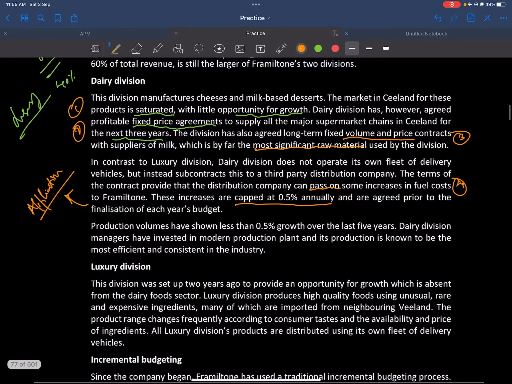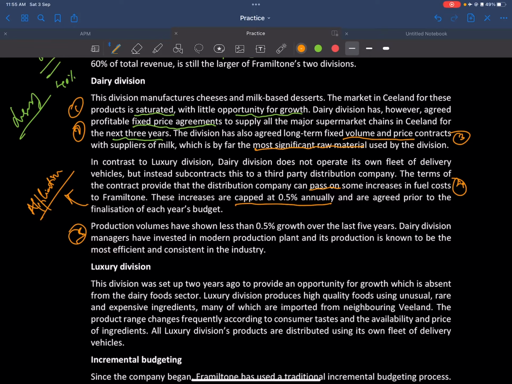And then the production volume has shown less than 0.5% growth over the last 5 years. So it's been constant. Okay, so it's growing less than 0.5%. So if we were to prepare a budget by assuming the volumes to grow by 0.5%, that would still be sufficient, because production volumes tend to grow less than 0.5%. Okay, so it's very controllable, it's very predictable, let's just say that. So I would definitely put this in my answer as well. Why not, right?